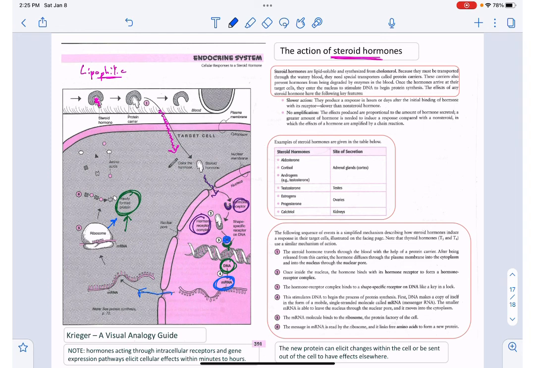So two different ways that these hormones are acting. And I will say that with regards to amine hormones, thyroid hormone is going to act the same way. Thyroid hormone is going to diffuse into the cell and bind to a receptor in the nucleus.